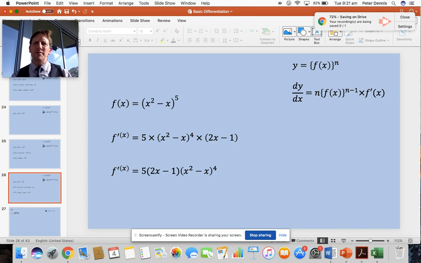But as I said, the problem with the chain rule is when it starts becoming not just the chain rule, but the chain rule inside a product rule, which we'll get on to.